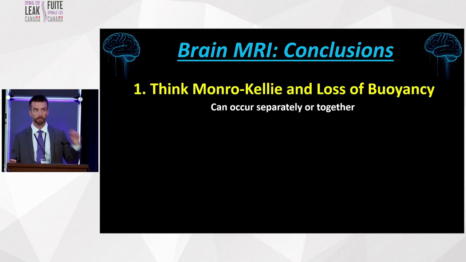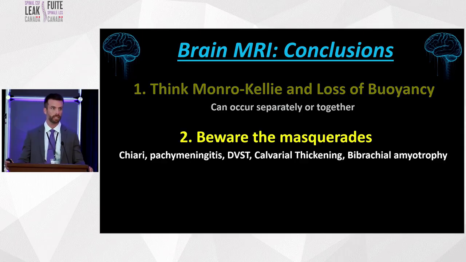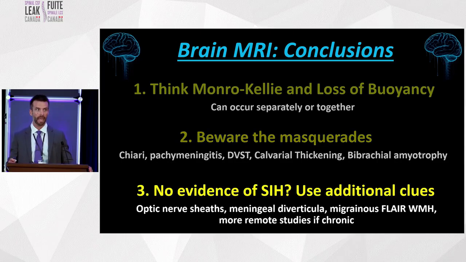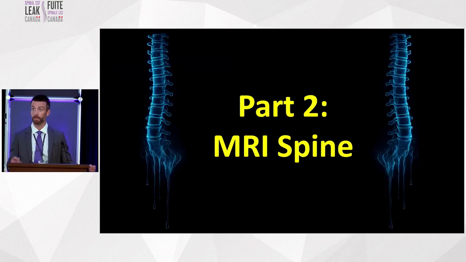So in terms of brain MRI, I want us to think about Monro-Kellie and loss of buoyancy as separate but possibly co-occurring pathophysiologic mechanisms. To remember the masquerades, there are many of them when it comes to neuroimaging in the context of a leak. And if you don't see obvious evidence of a leak, look at other things. Look at the spine. Look at the orbits. Look at the white matter, for example. And don't forget to look at more remote studies, if possible.